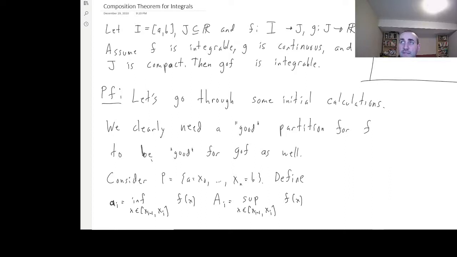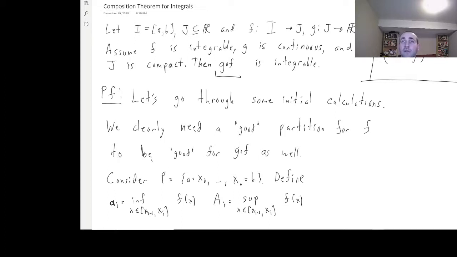Now, we've seen theorems that look a little bit like this before, right? We certainly know that if, say, f is integrable and g is integrable, then f plus g is also integrable, right? So we have a way to go from two integrable functions to a new integrable function. But this one's a little bit messier, right? Compositions are more complicated than addition, and we're going to see that the proof is more complicated as a result. All right, let's get started on the proof.